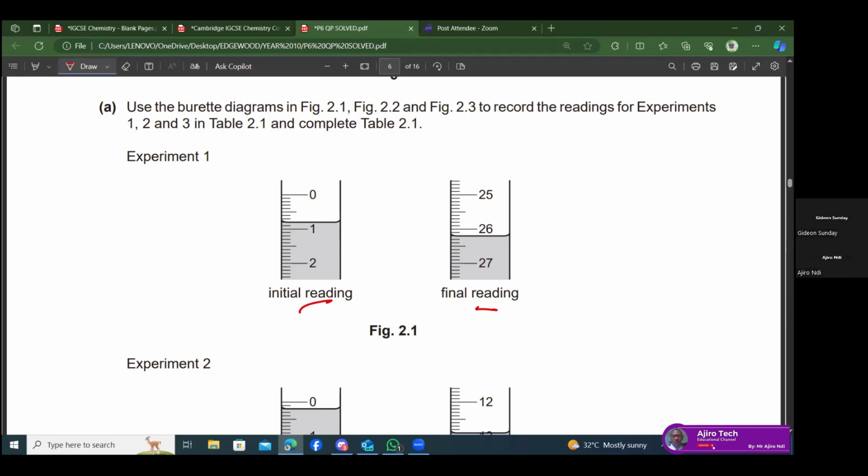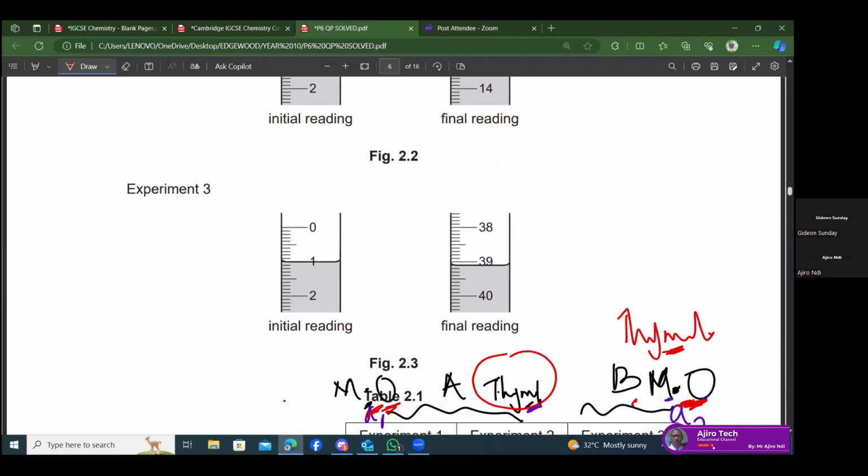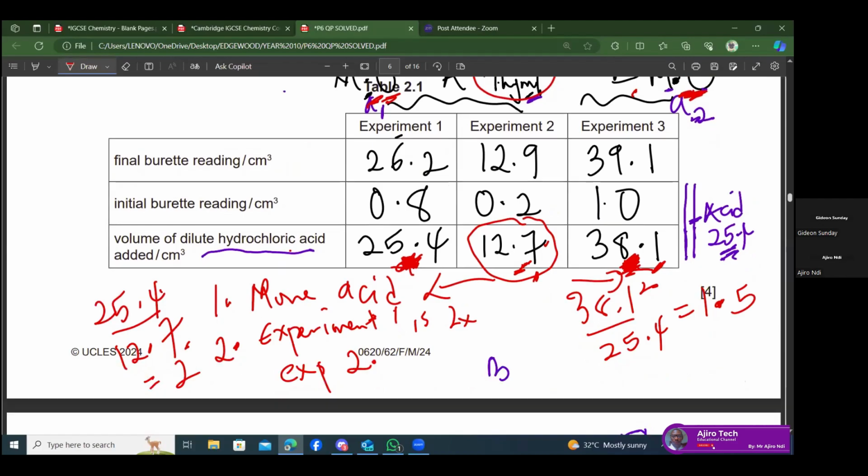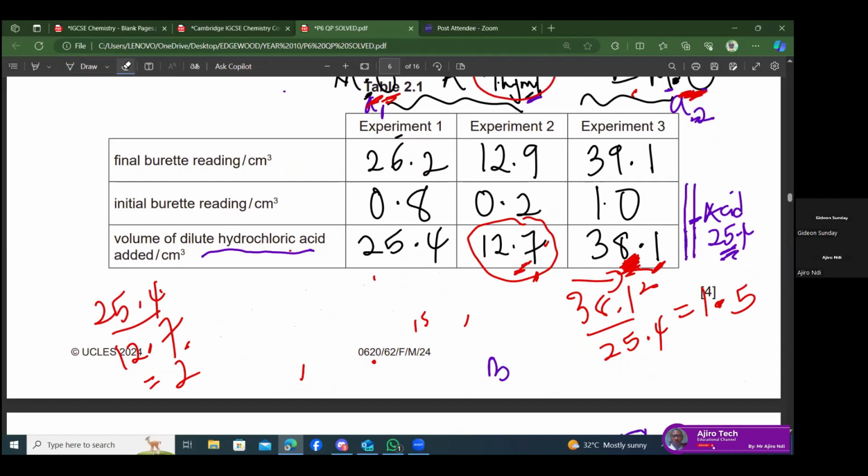If you look at experiment 1 now, this is 0.8 and this is 26.2. So we'll go to see how we have reported the readings. We can see all the readings have been very well reported, and what I said earlier materializes here. All the values are to 1 decimal place, which is one of the things that will get you marked: making sure that your data are reported to the same decimal place. So that will now help me to solve the question.